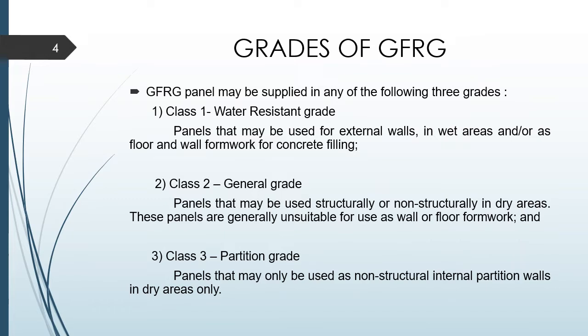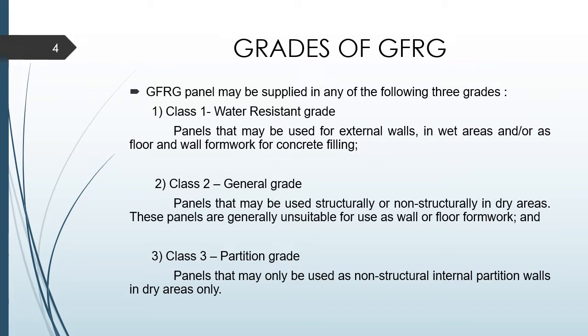GFRG may be generally classified into three grades, which are water resistant grade, general grade and partition grade. As the name indicates, class 1, that is water resistant grade, are mainly used in places which need to be resistant to water, that is to external walls and in wet areas for preventing the water from entering into the building. The general grade GFRG may be used in dry areas as they are relatively less water resistant and they are unsuitable for wall or floor formwork.